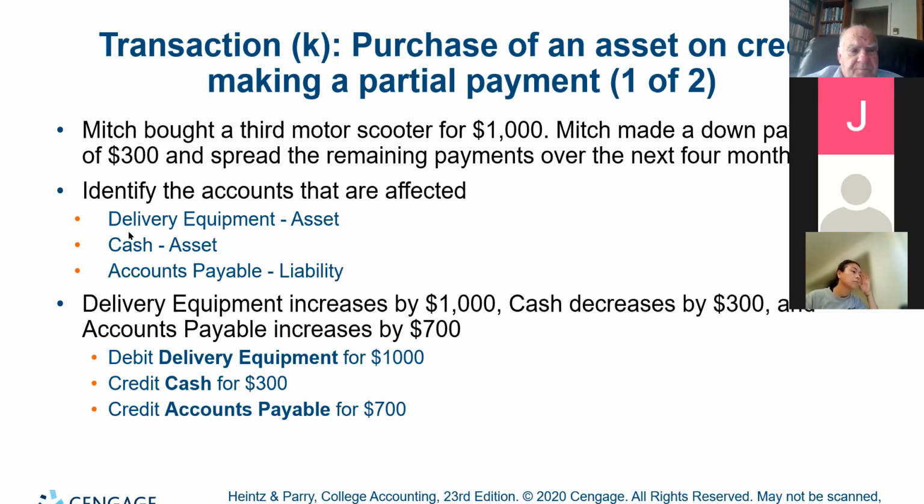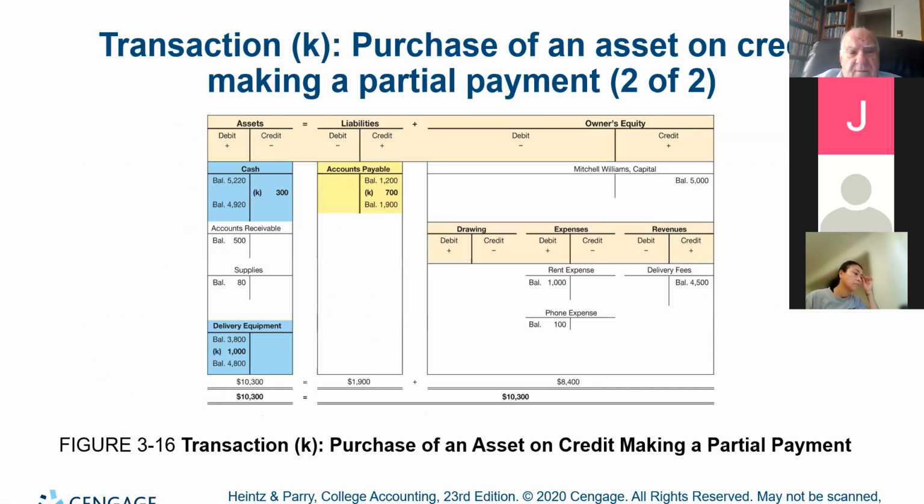So let's see what we have here. He bought more delivery equipment. He paid for some of it, and the rest goes out into accounts payable. Delivery equipment increases by 1,000. Cash decreases, and accounts payable increases. So we're going to debit delivery equipment for 1,000, credit cash, that reduces that asset, and we're going to credit accounts payable because a credit increases a liability. And we're just moving along here.